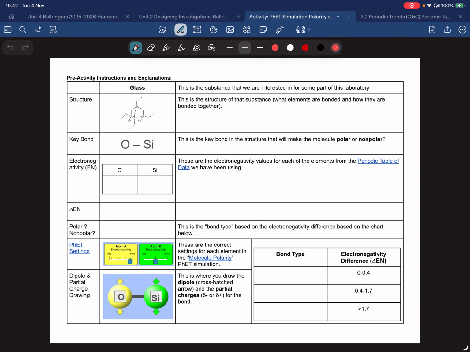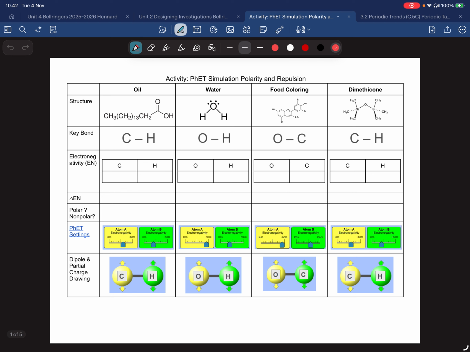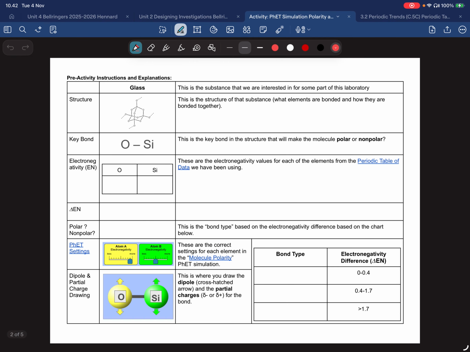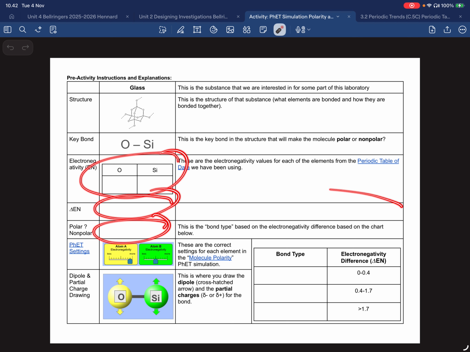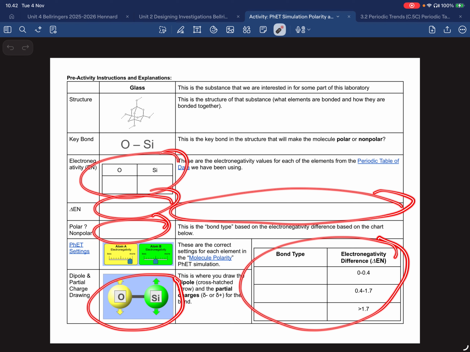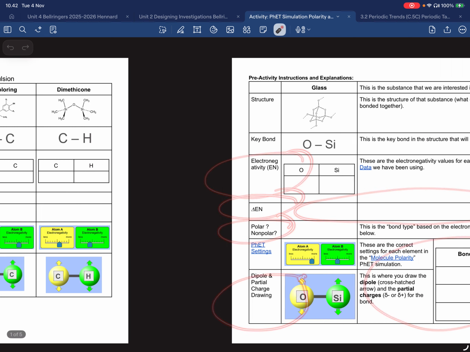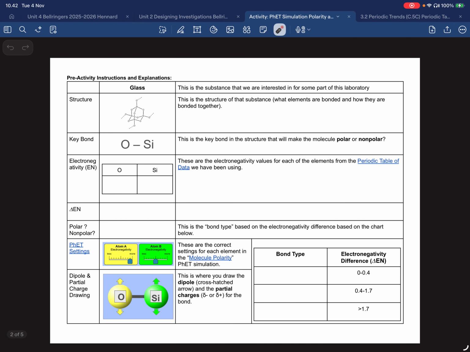All right, ladies and gentlemen, this is a short video to show you how to do the PhET activity for polarity and repulsion that we're about to do. What you're going to do is watch this video, fill in all of these blanks here and add to that. Once you've done that, you're going to show it to your teacher. They're going to give you this activity, which you will then finish.